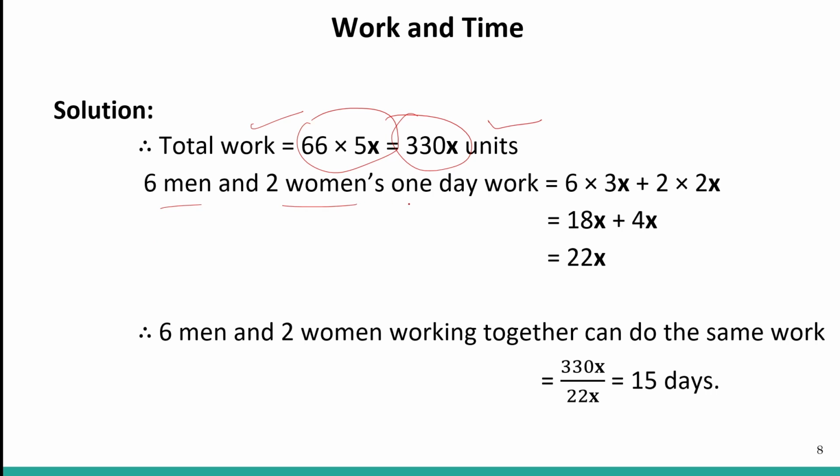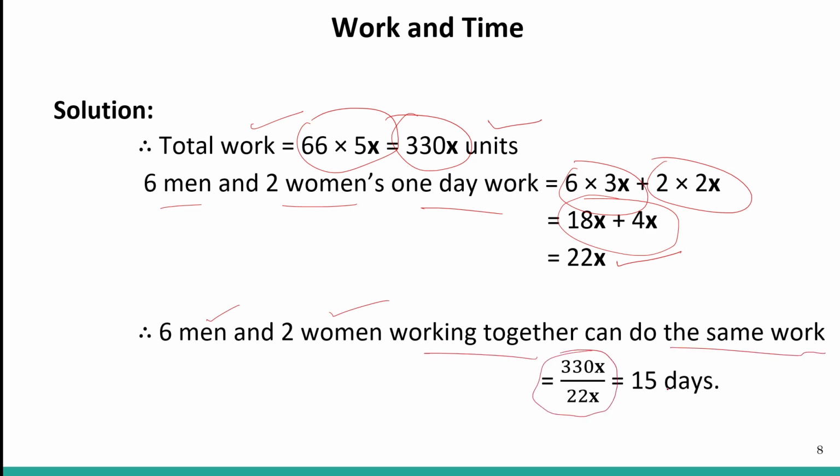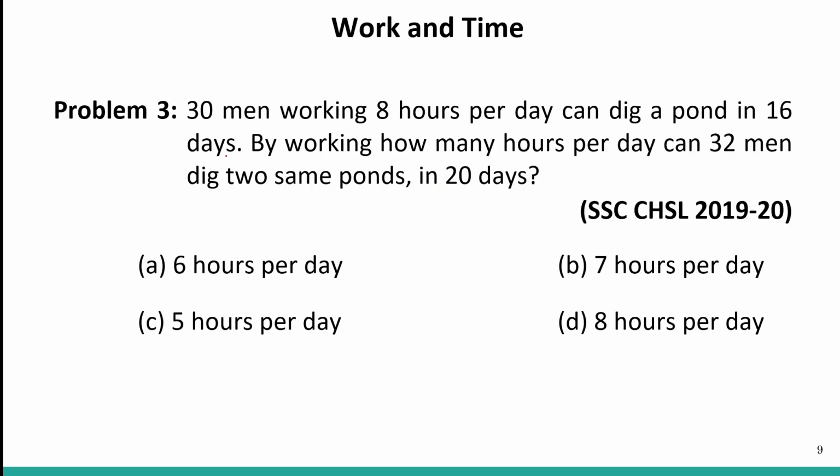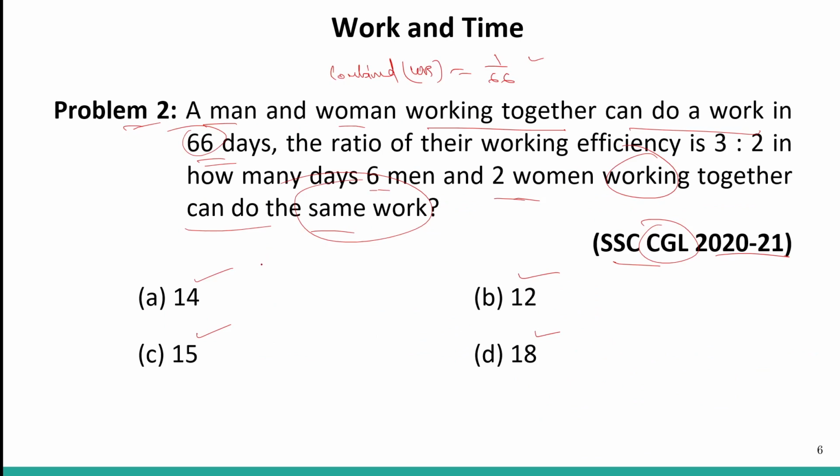And 6 men and 2 women's 1 day work will be 6 into 3x plus 2 into 2x, that is 18x plus 4x, which is equal to 22x. So 6 men and 2 women working together can do the same piece of work in 330x by 22x. That will be nothing but 15 days, right? So 15 days is the correct answer. The others are all wrong answers. 12 is wrong, 18 is wrong, 14 is wrong.